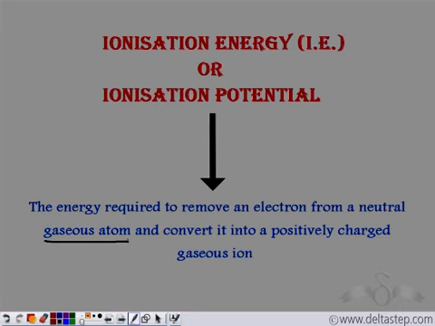We talk of a gaseous atom because we want to say that the atom is isolated. In liquids or solids, it is associated with some other atoms, so we do not talk of liquid or solid atoms. To specify that the atom is isolated, we say that the energy is required to remove an electron from a neutral gaseous atom, and since we remove an electron, it converts it into a positively charged ion. Since we are taking a gaseous atom, it converts it into a gaseous ion. So to remove an electron from an atom requires energy, and this energy is known as the ionization energy.